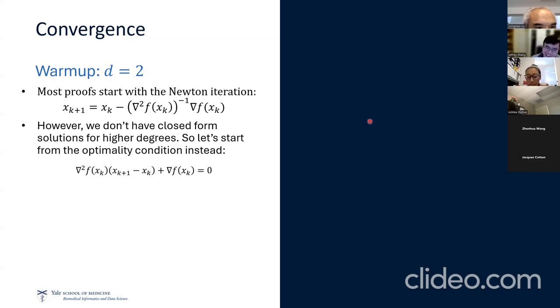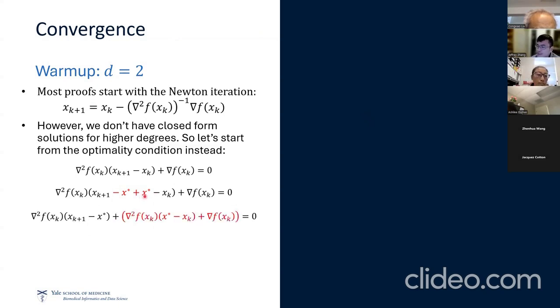I haven't really done anything yet. You do a few manipulations and you get exactly the Newton iteration out. So I haven't done anything yet. What I do is add an x star and subtract it. Most proofs of Newton's method do this anyways. And the reason we do this is because we want to essentially pull out a particular term. So what's this term on the right here? This is actually the approximation of the gradient at x star.